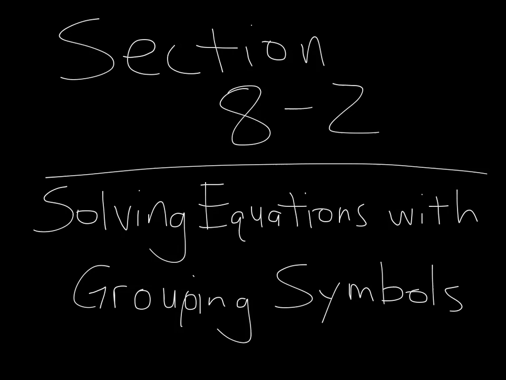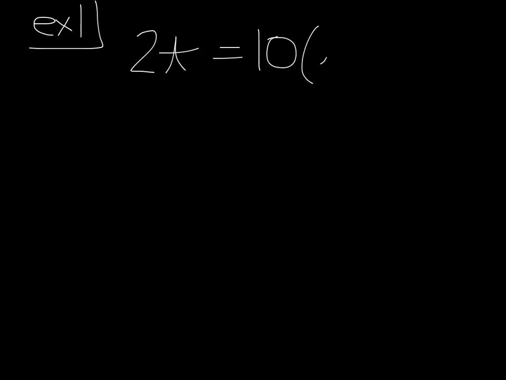Okay, this is section 8-2, solving equations with grouping symbols. Let's start with example 1. Example 1 says 2t, notice my t is cursive, equals 10 times the quantity t minus 1. Draw your line. The only difference between this section and the section we just did was when there's parentheses, we basically need to get rid of the parentheses, and how we do that is by distributing.